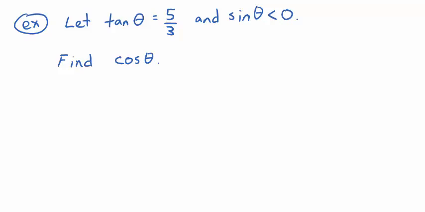Let the tangent of theta equal 5/3 and the sine of theta less than 0. And then you're going to be asked, given some sort of information, to find another trig function of that same angle. So given that the tangent of theta is 5/3 and the sine of theta is less than 0, can you find the cosine of theta?